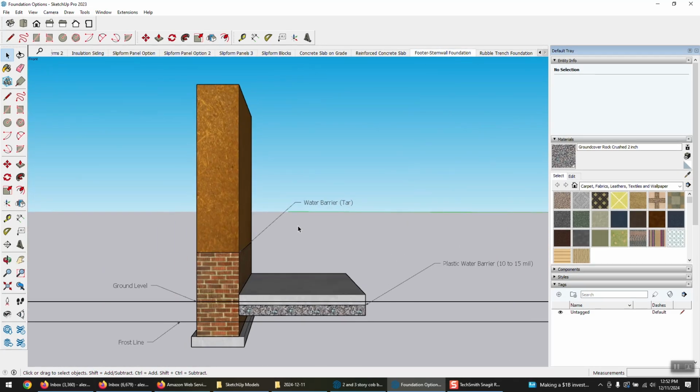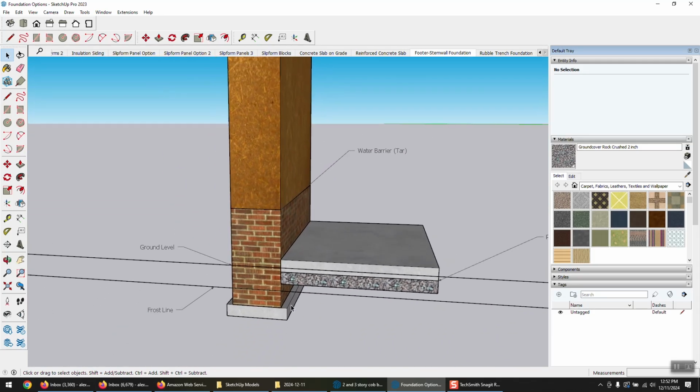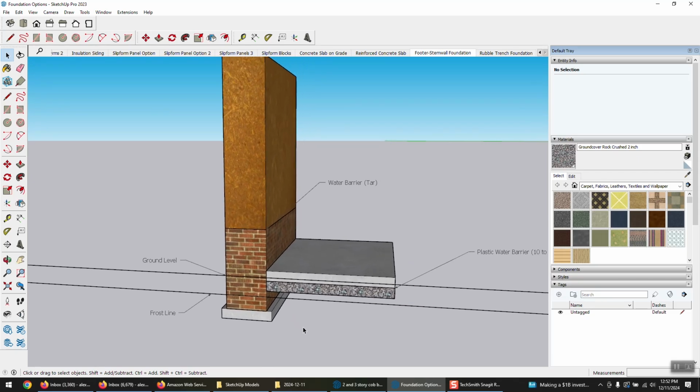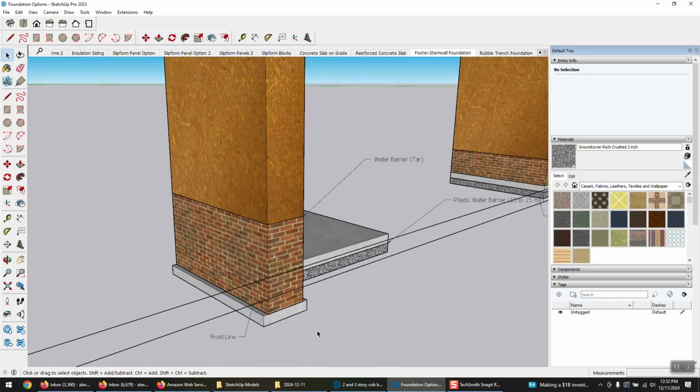So now the next system, I call this a footer stem wall foundation. This is a very good solid foundation as well. Very good for heavy earth walls too, except there's a little bit more work involved with these, in my opinion.